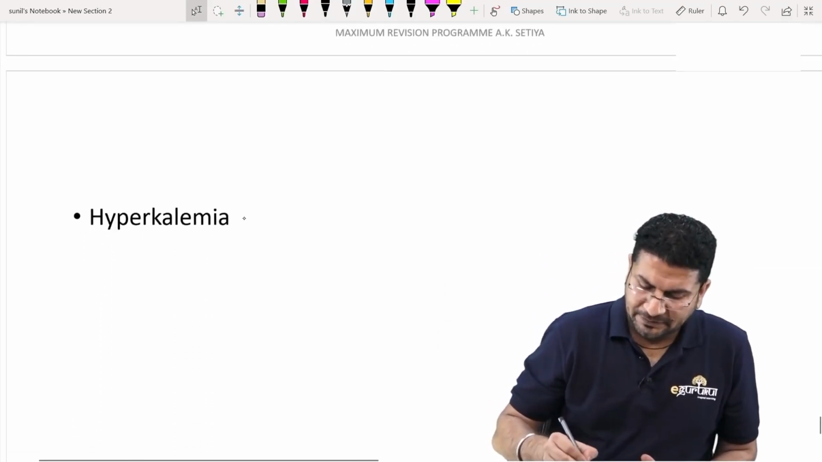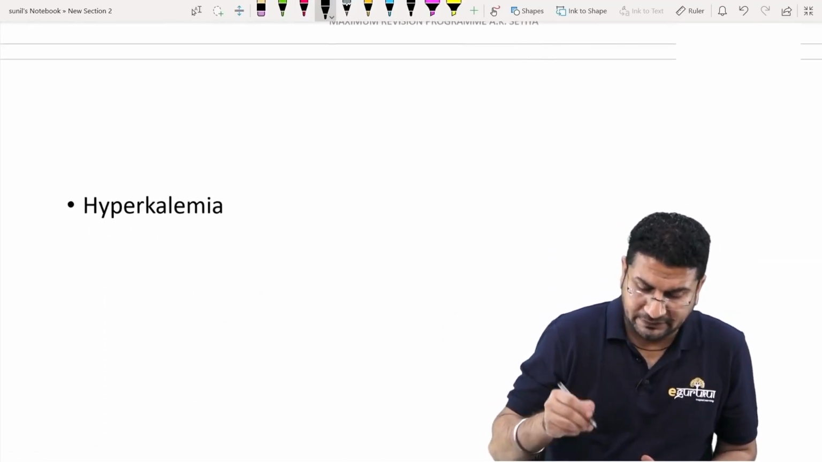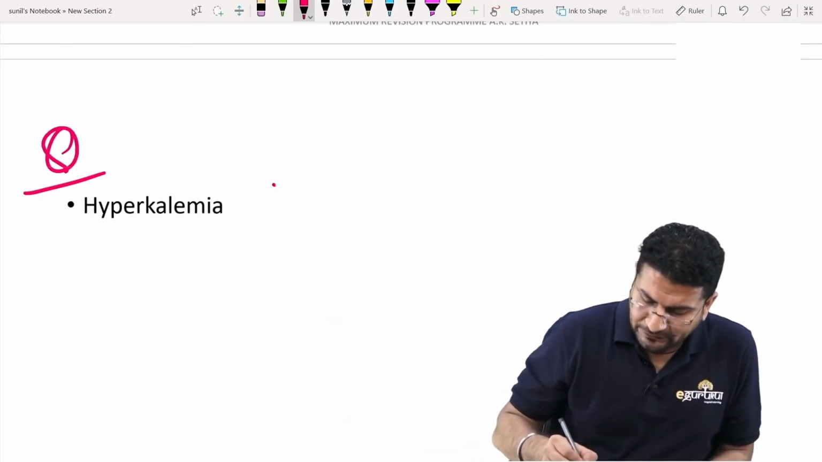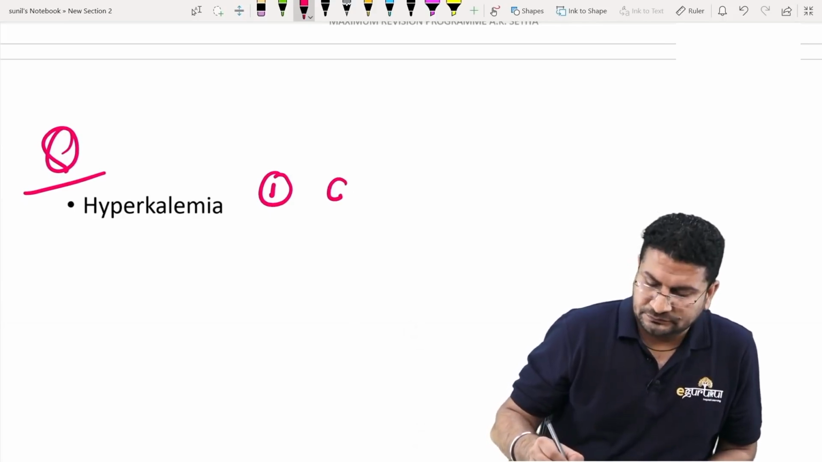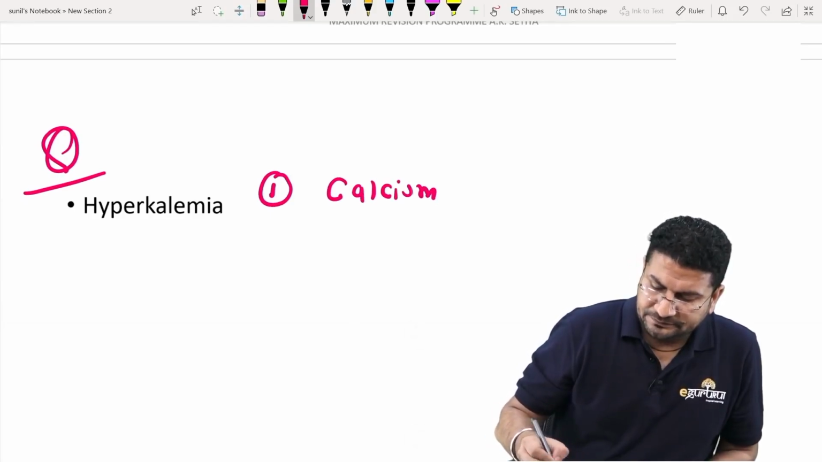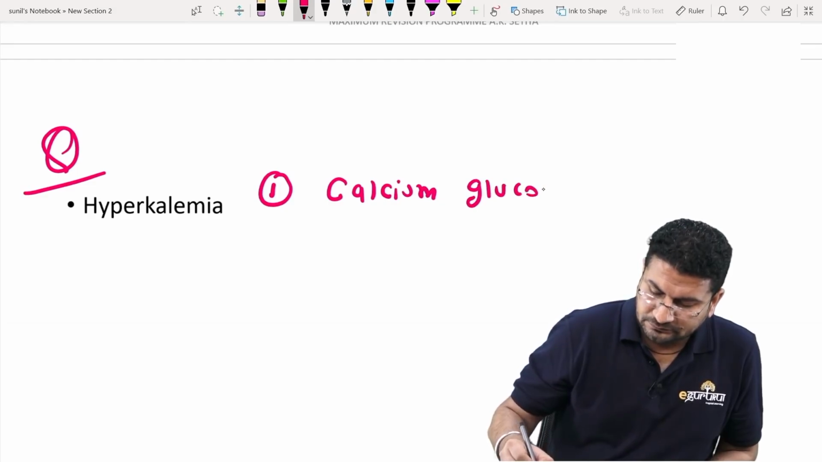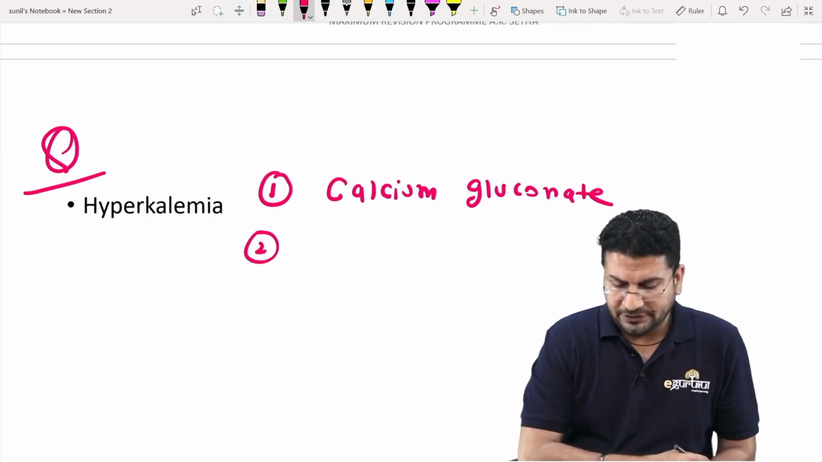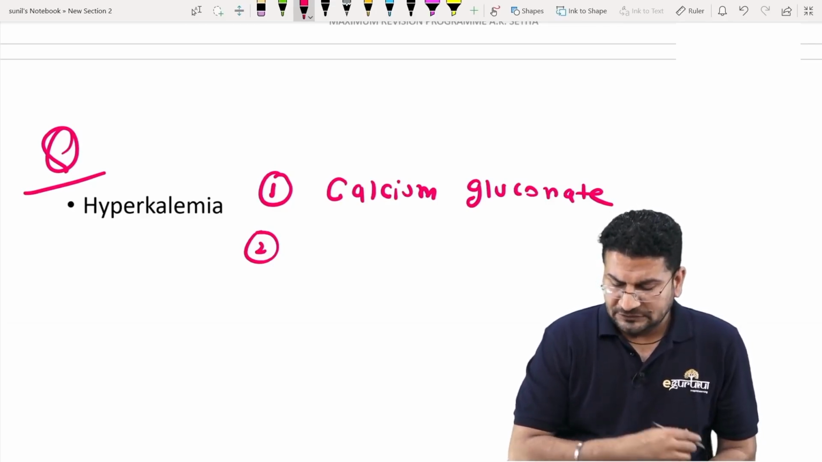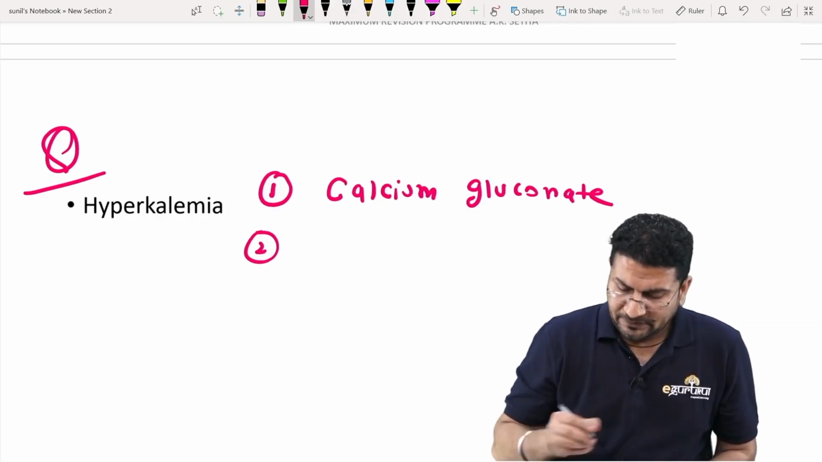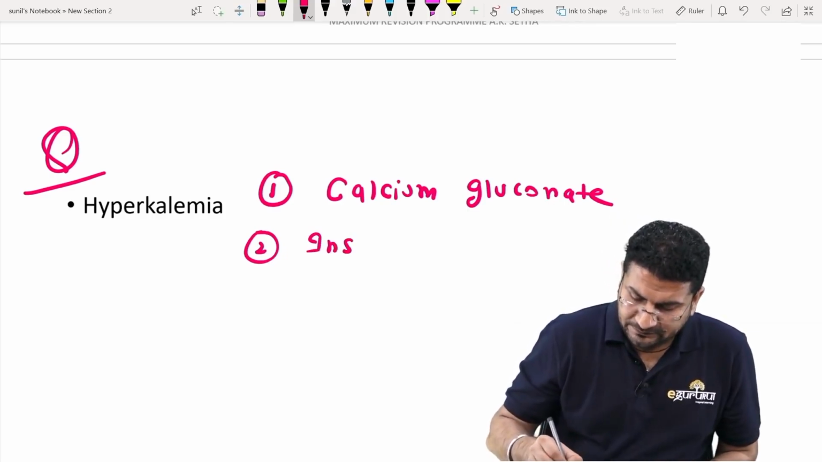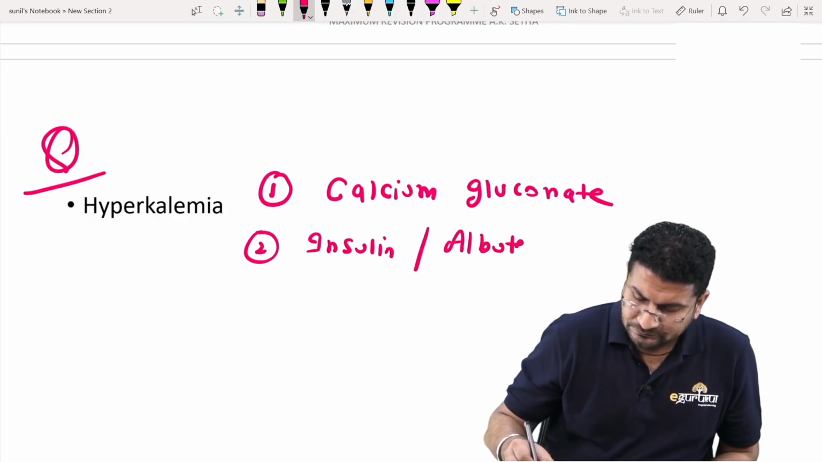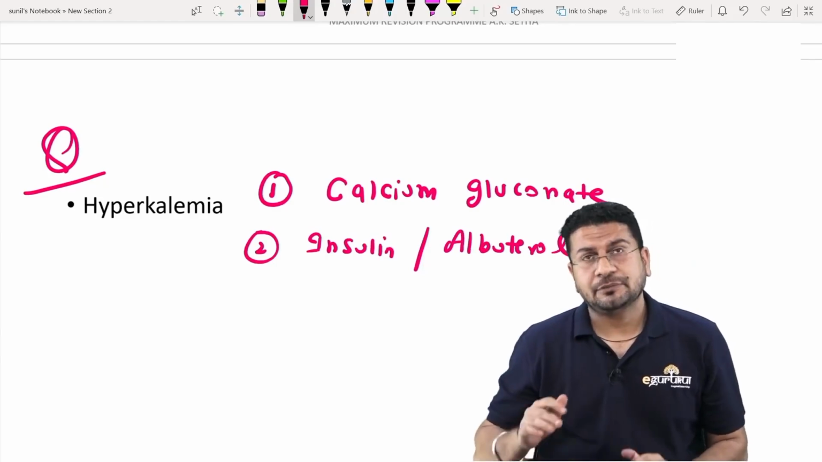If I say hyperkalemia, how we manage? So we have many treatment recommendations and this is an expected question in this attempt. Understand this, the antidote is calcium gluconate. If I say hyperkalemia, we can give calcium gluconate. This is an antidote, or this will antagonize the potassium. Then we can give drugs like insulin or drugs like albuterol. Albuterol, salbutamol, these kinds. Albuterol is more preferred.